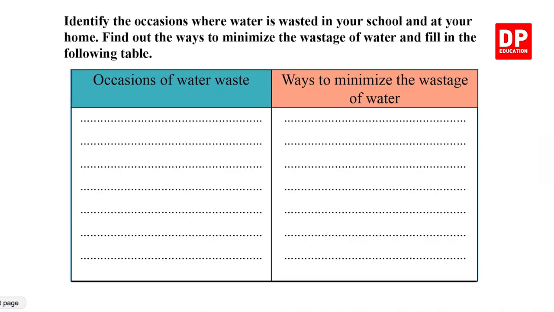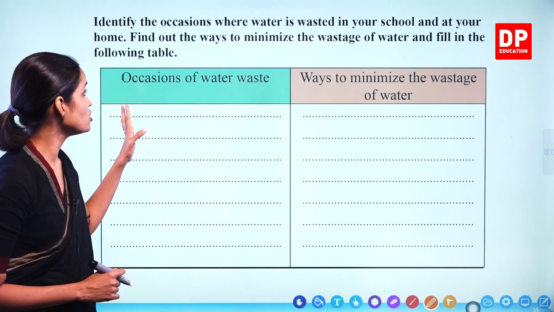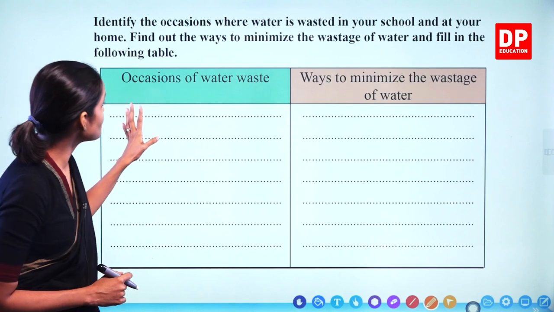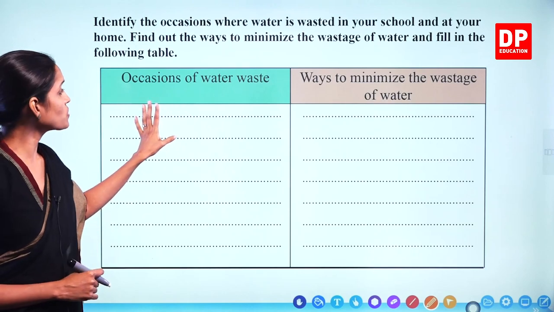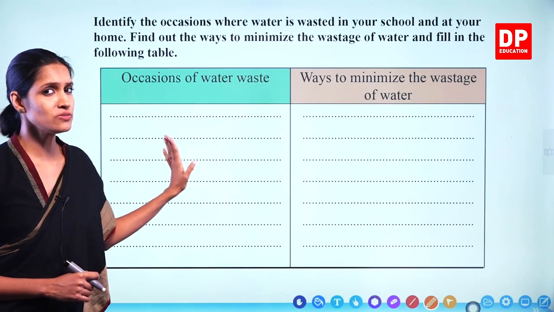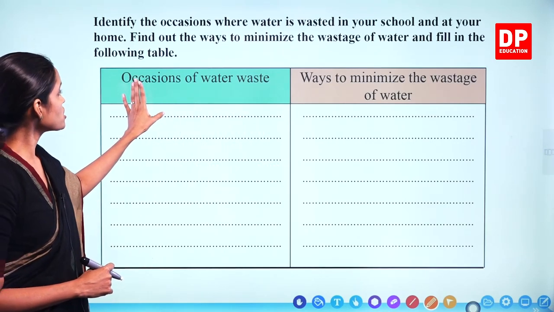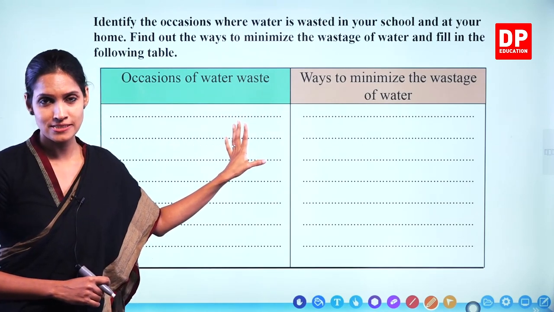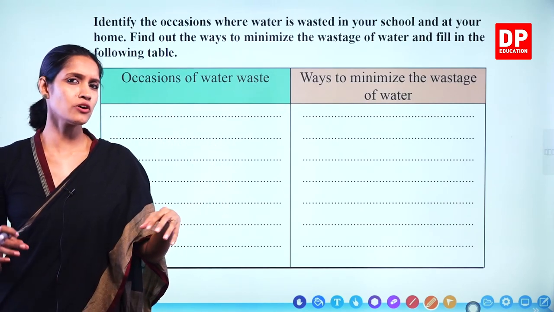Understand, children? Now this assignment is given in the textbook. We will do this. Identify the occasions where water is wasted in your school and at your home. Find out the ways to minimize the wastage of water and fill in the following table. Now look at this. I'm sure even without my help, you all can do this now. Right? Occasions of water waste. Ways to minimize the wastage of water. Now, what are the occasions of water waste? Right. Now, think about yourselves.